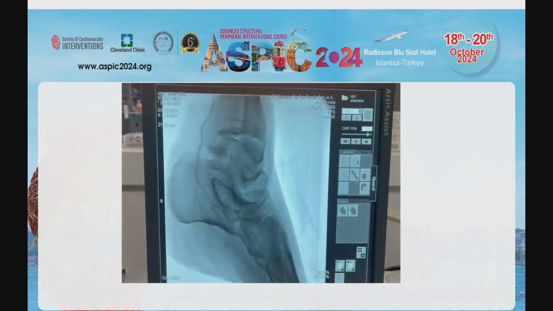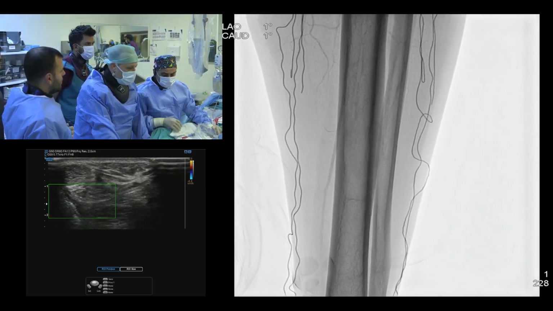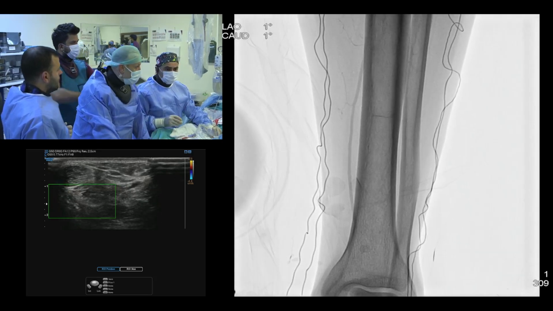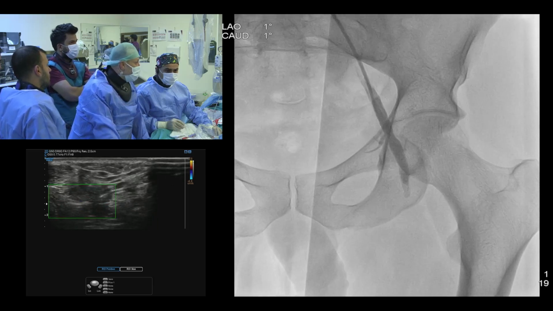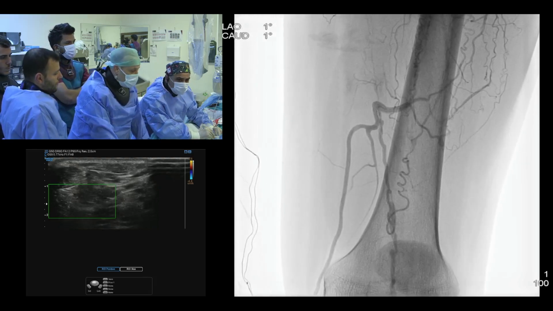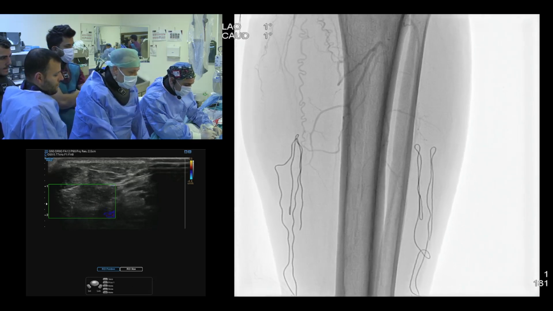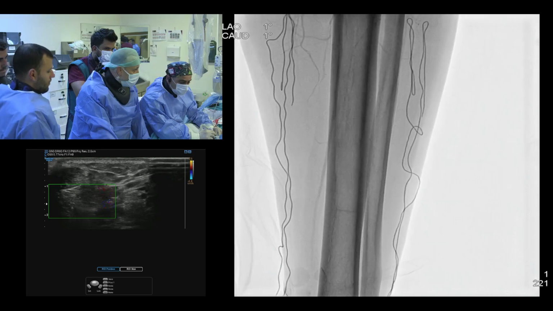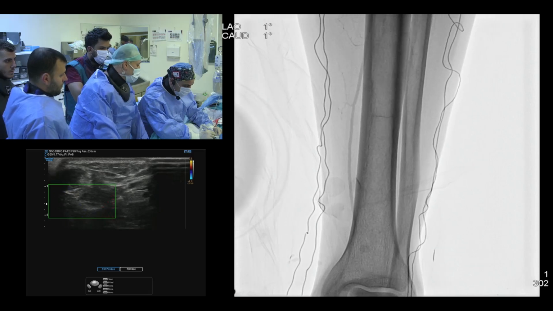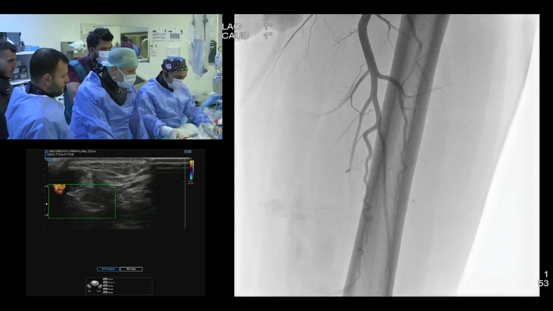Thank you so much for the presentation. Same to you. Can you hear me? Yes. Here you can see that there is a flush occlusion of the SFA. It's a long lesion. The blood flow is restored just before the tibioperoneal trunk. Anterior tibial artery is totally occluded, and posterior tibial artery is intact. Because of the flush occlusion, we will go retrograde. Now we are trying, with ultrasound, to access the posterior tibial artery.